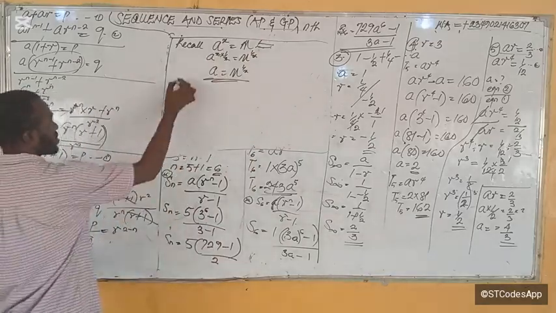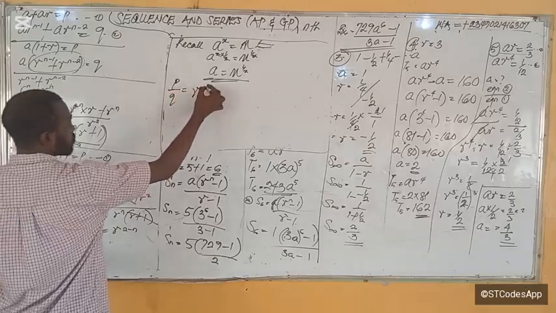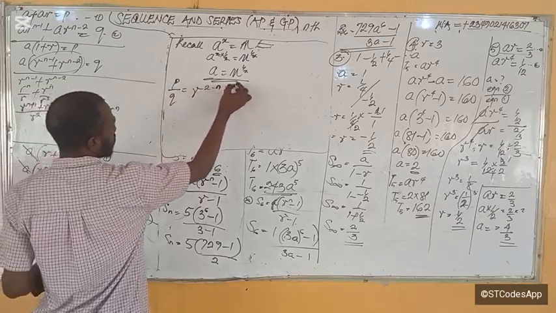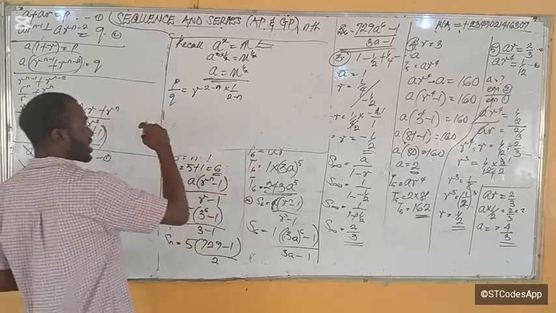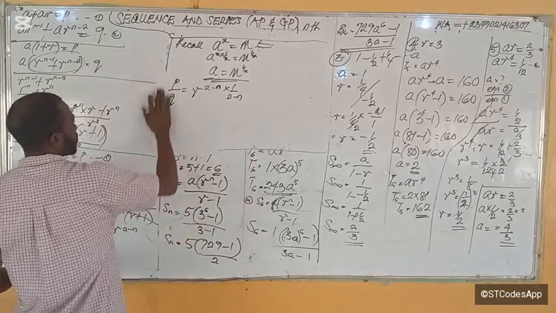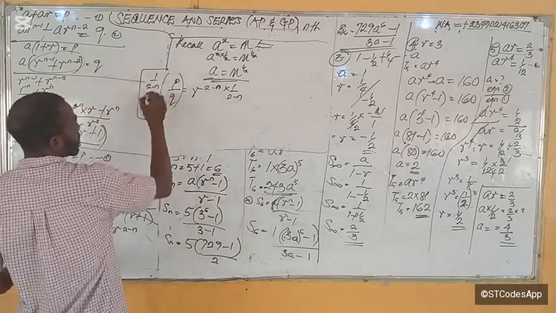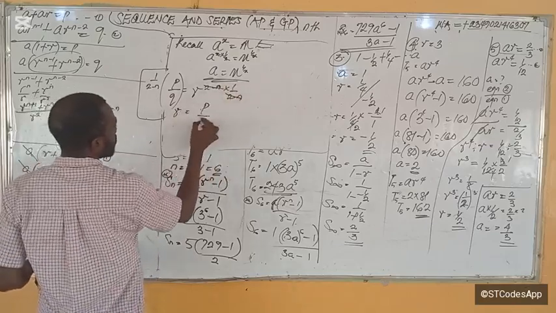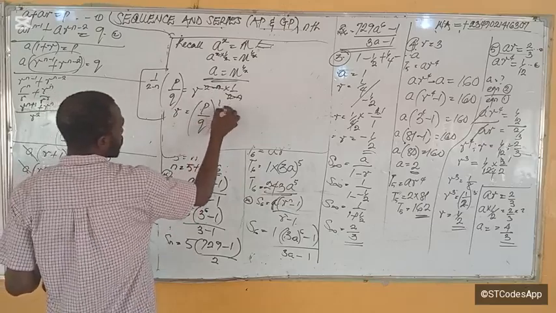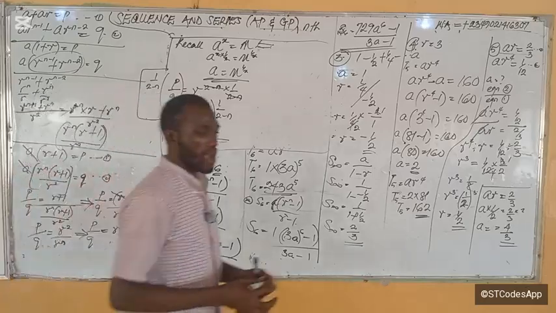So from here, since I have p over q equal to r raised to power 2 minus n, I multiply both sides by 1 over 2 minus n. So this takes care of this, and r becomes p over q raised to power 1 over 2 minus n. This will be the expression for r.